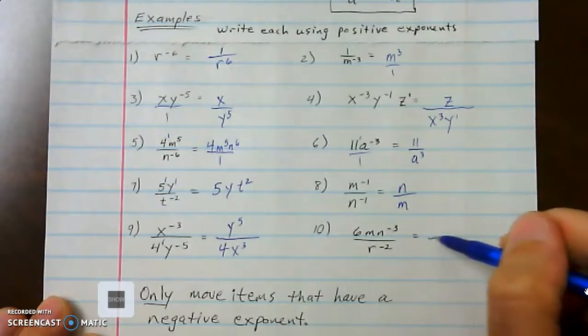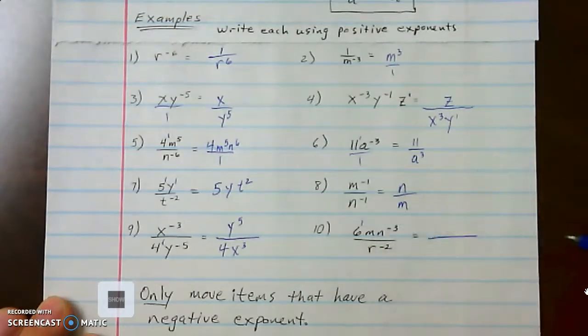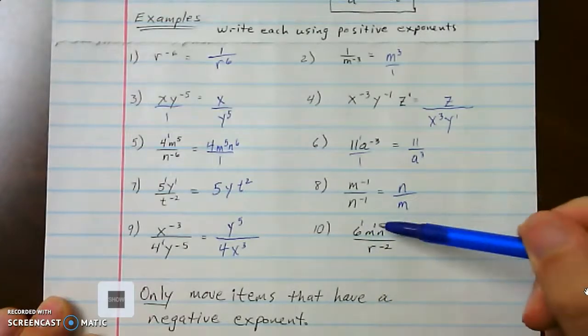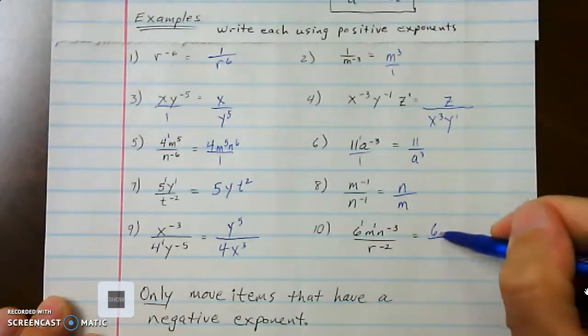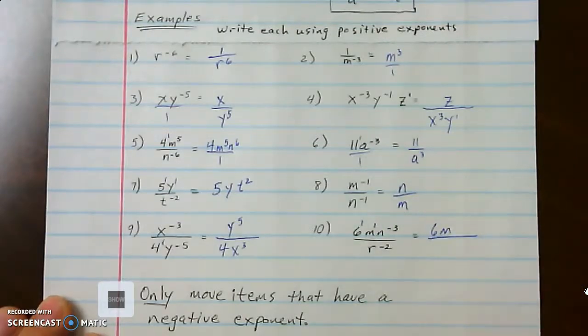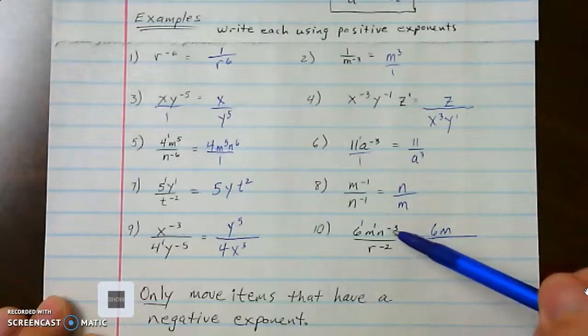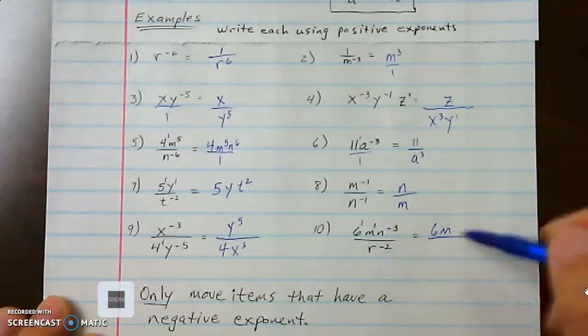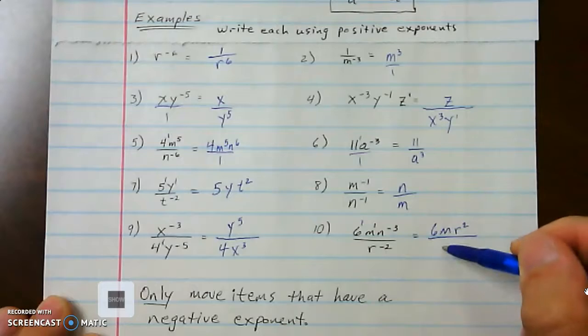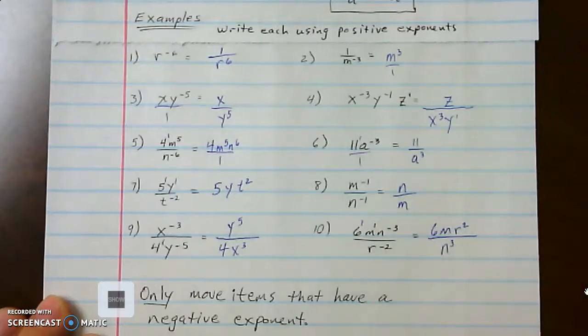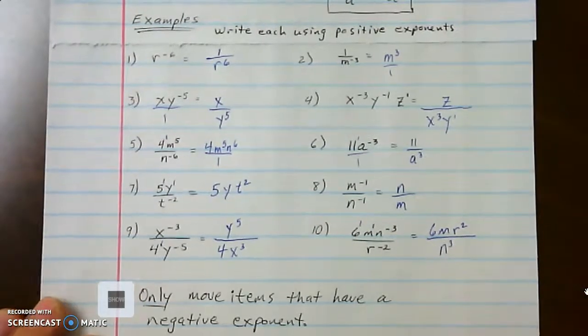And I believe 10 is very similar. Positive exponent for 6. Positive exponent for m, I mean. You know, a lot of people think this has something to do with that. It doesn't. This exponent is only for the n. Everything has its own exponent. So, positive exponent, positive exponent. 6 and m stay right where they're at. Who do you think's moving? The n and the r. So the r will bounce up here, and the n will move down here. And of course, I'm keeping track of my exponents, and I'm making them positive.